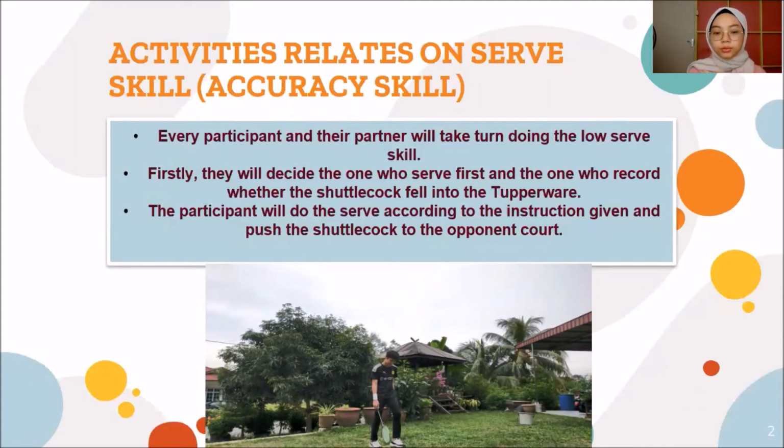If it happens in a match or in the game, the opponent will be confused and think that we do a short serve, but actually the shuttlecock fell right on the line, and it will give an advantage to us because we will get a point if the opponent doesn't receive our serve.